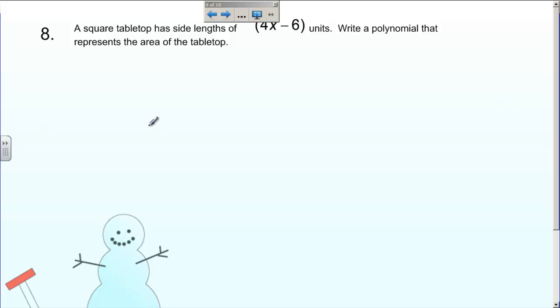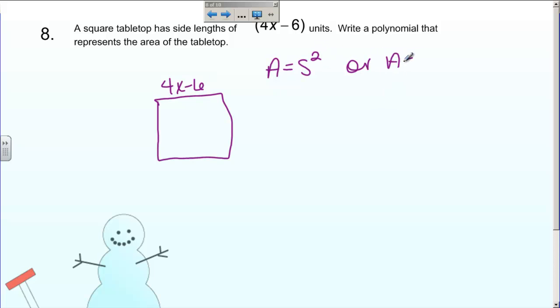So let's practice just a couple of word problems. A square tabletop has side lengths of 4x minus 6 units. So I have a square. It's kind of an ugly square, but it's still a square. And all of the sides are 4x minus 6. I want to find the area. Well, there's two ways to find the area of a square. You can either do area equals a side squared, or you can do area equals length times width. They're the same thing. They're just written a different way.